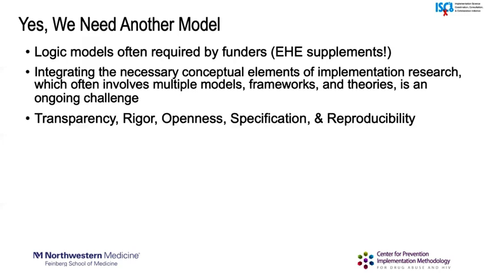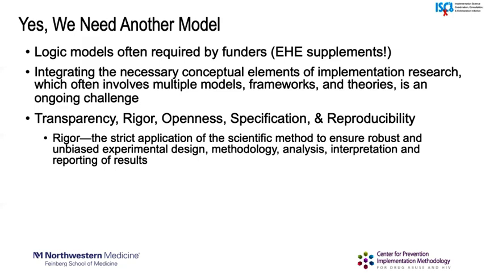This can also help us to improve transparency, rigor, openness, specification, and reproducibility of implementation research, which again is also a challenge. So rigor specifically is the strict application of scientific method to ensure robust and unbiased experimental designs, methodology, analysis, interpretation, and reporting of results. And we hope that going through the implementation logic model today, you'll see that these goals can be met with this method.